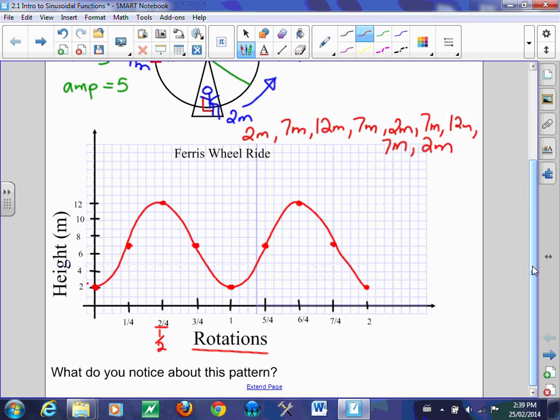All right, what else do we need to know, ladies and gentlemen? Just a bit of terminology, just to get us interested here. We know that the top part, that's our maximum.